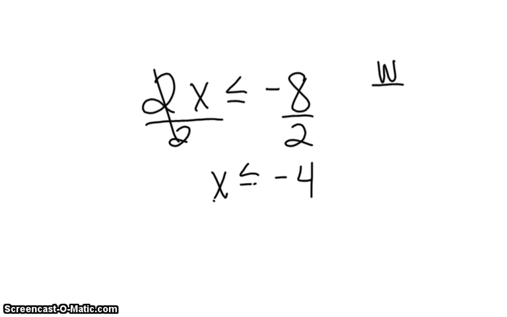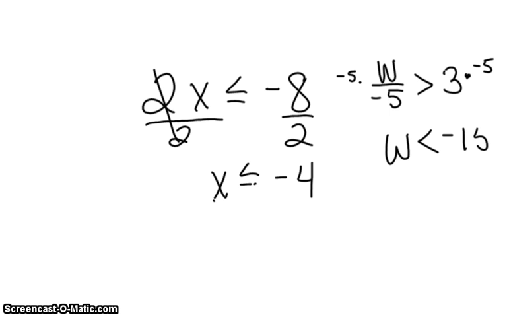If I have w divided by negative 5 is greater than 3, I'm going to have to multiply both sides by negative 5. So w is less than negative 15. So there's an example where I do have to flip it.